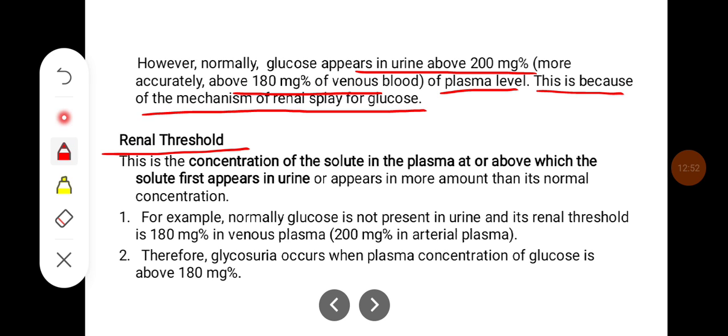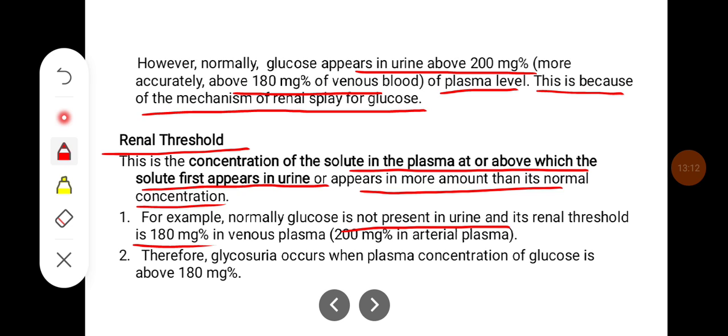Renal threshold is the concentration of the solute in the plasma at or above which the solute first appears in the urine or appears in more amount than its normal concentration. For example, normally glucose is not present in urine and its renal threshold is 180 milligram percent in venous plasma, that is 200 milligrams percent in arterial plasma. Therefore, glycosuria occurs when plasma concentration of glucose is above 180 milligram percent.